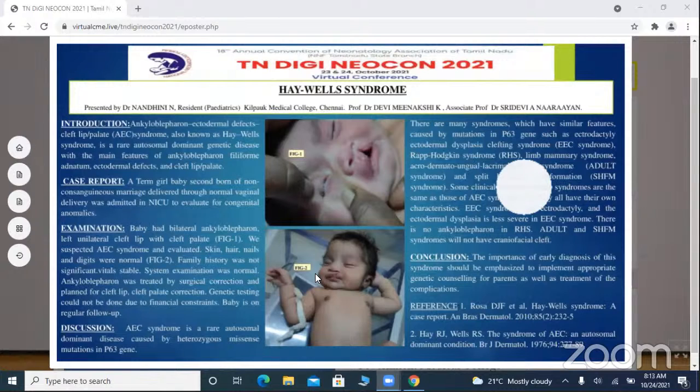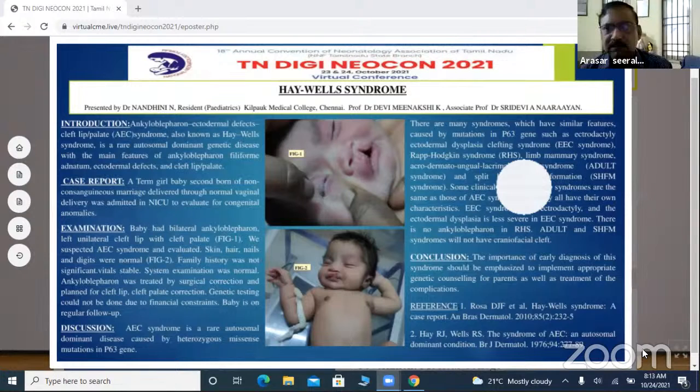Nandini, how many cases have been reported? Sir, around 10 to 14 cases have been reported so far, sir. Reported in the literature? Yes, sir. If you can tell us which of the institutes, if you remember.